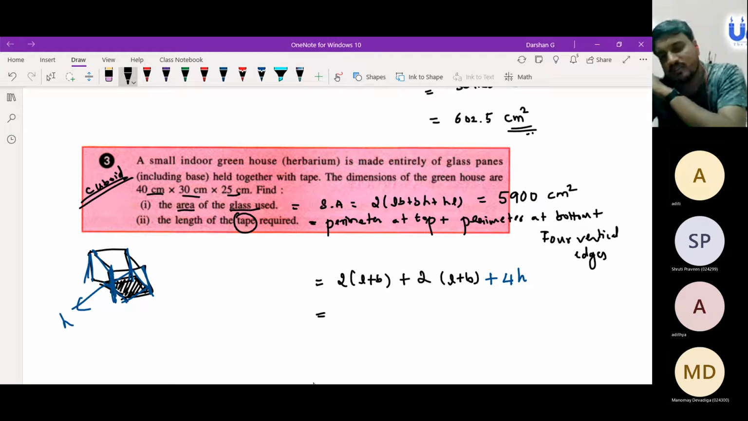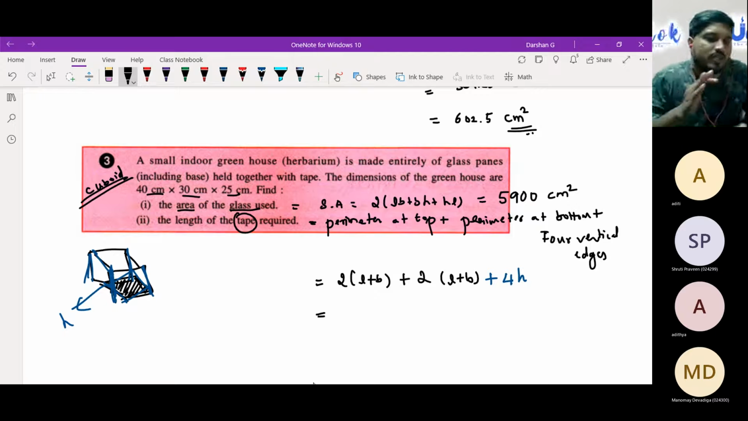This is simply substitution. There is no extra thing at all. It's only substitution of length, breadth, and height. So always remember, in the dimensions, when they give length, breadth, and height, don't get confused. In this case, 40, 30, and 25. So that is how you have to go.